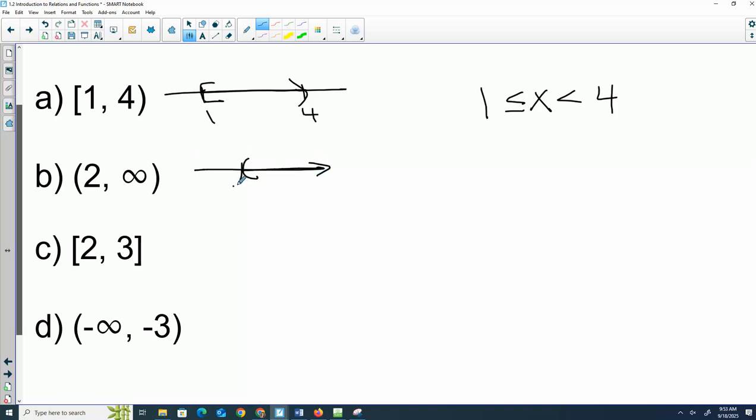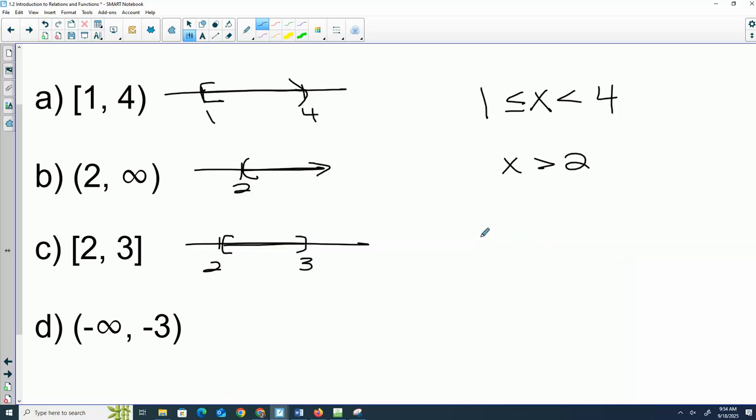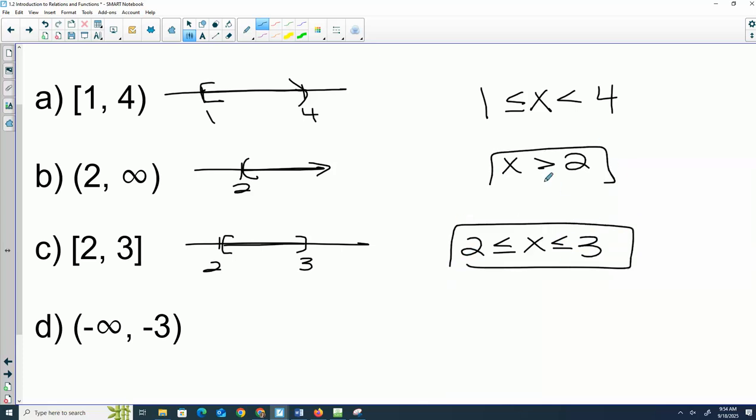2 to infinity. How would we write that? x is greater than 2. We had that parenthesis, so that means it's just a greater than, not greater than or equal to. All right, what if I have 2 to 3, both with brackets? What do we write? 2 is less than or equal to x, less than or equal to 3. Just one compound inequality.